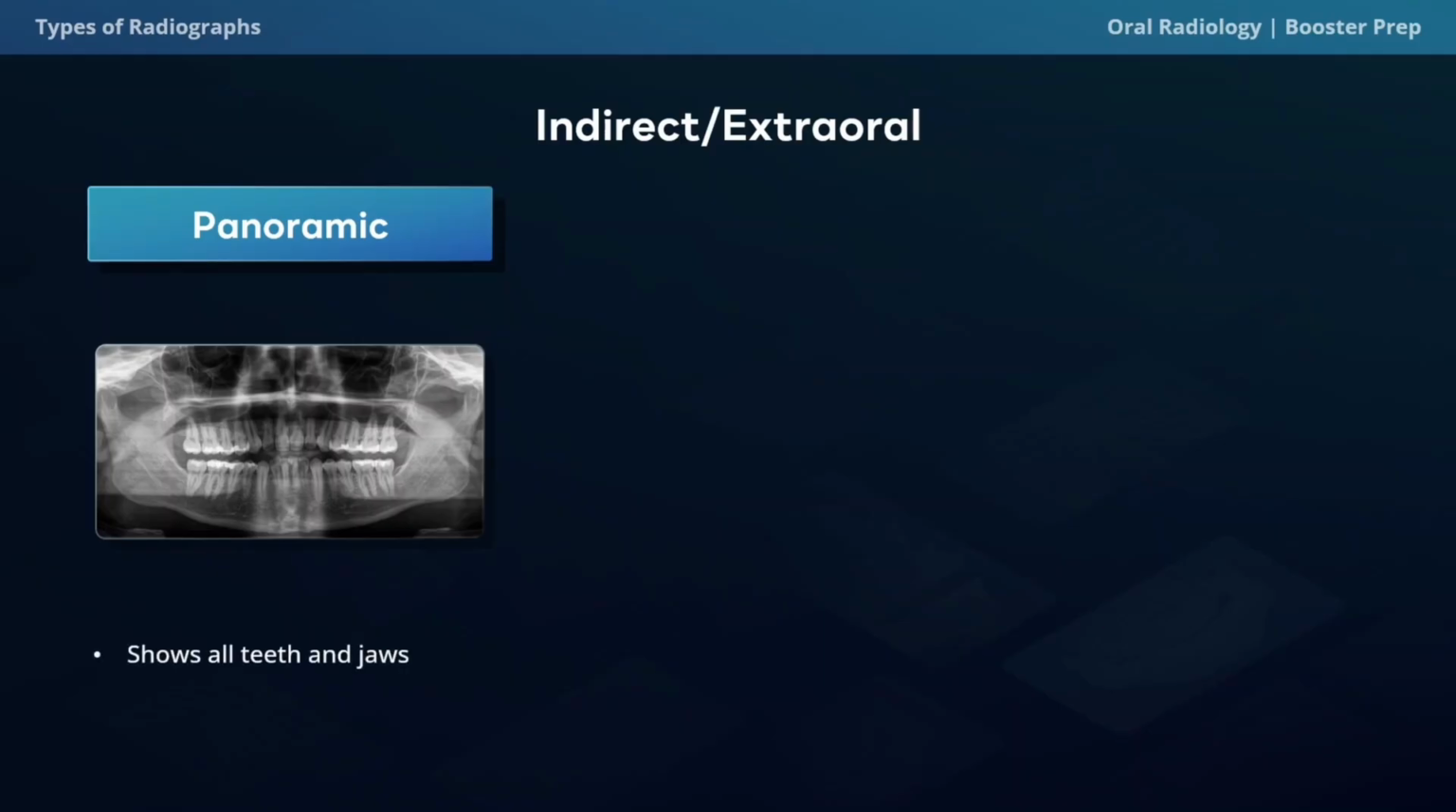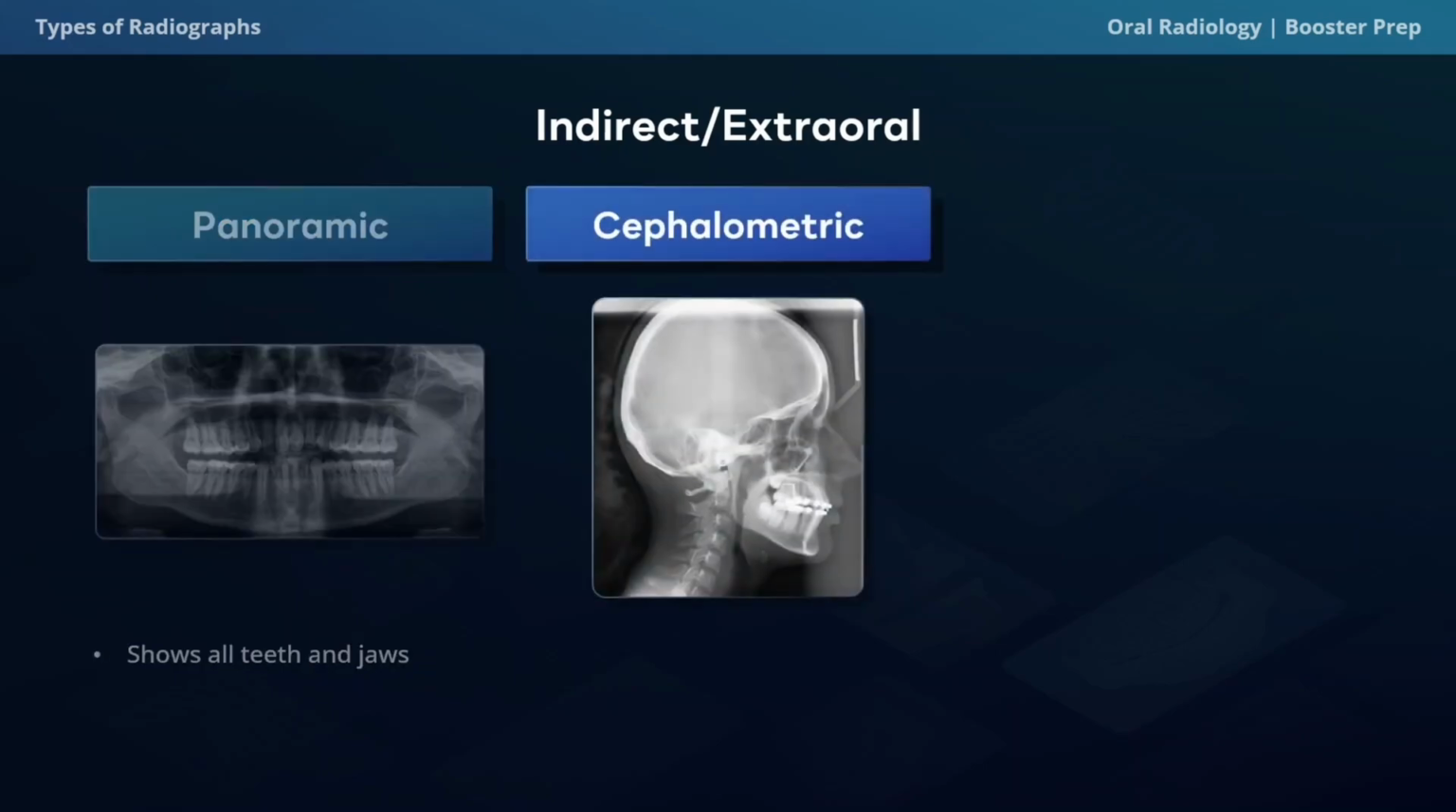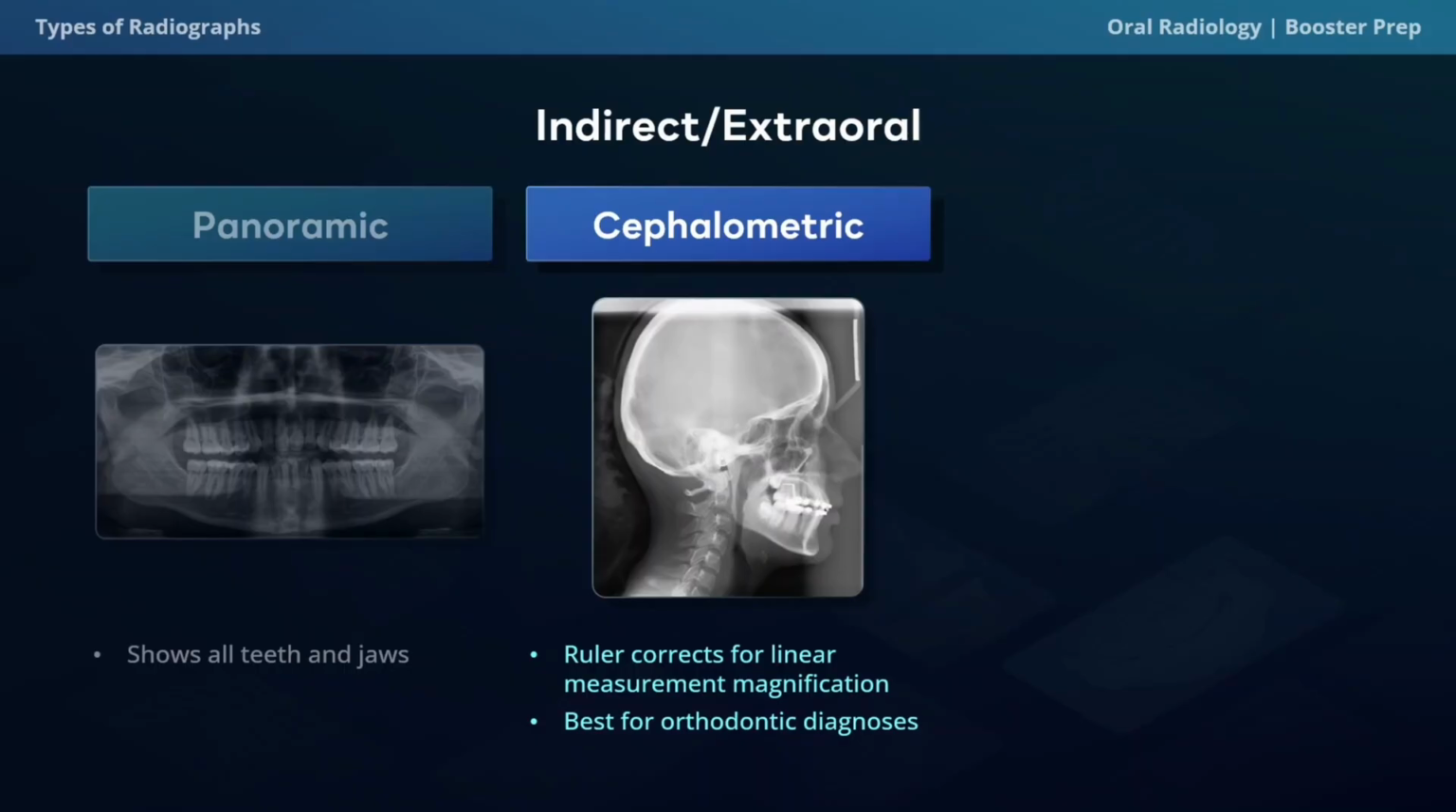And the next one is a cephalometric x-ray, which comes in two main types, the lateral and the posterior-anterior views. And this gives us important information about the patient's head and their facial structure, and in this image there's also a ruler which corrects for linear measurement magnification. And this is the best x-ray for orthodontic cases. And if you've had ortho treatment in the past, you may have had this type of x-ray taken on you.